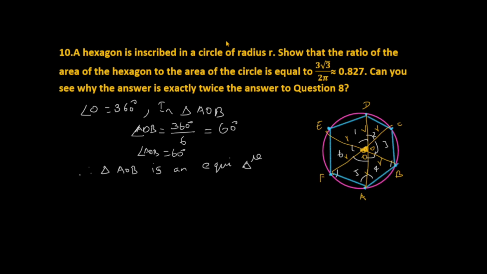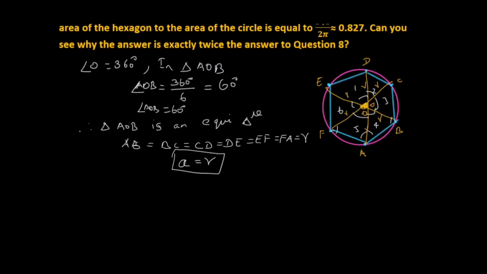So all the sides are equal. AB is equal to BC is equal to CD is equal to DE is equal to EF is equal to FA is equal to R units. So side length is equal to R, this is the relation between the radius and the side of the hexagon inscribed in a circle. So now find the ratio. Area of hexagon divided by area of circle.